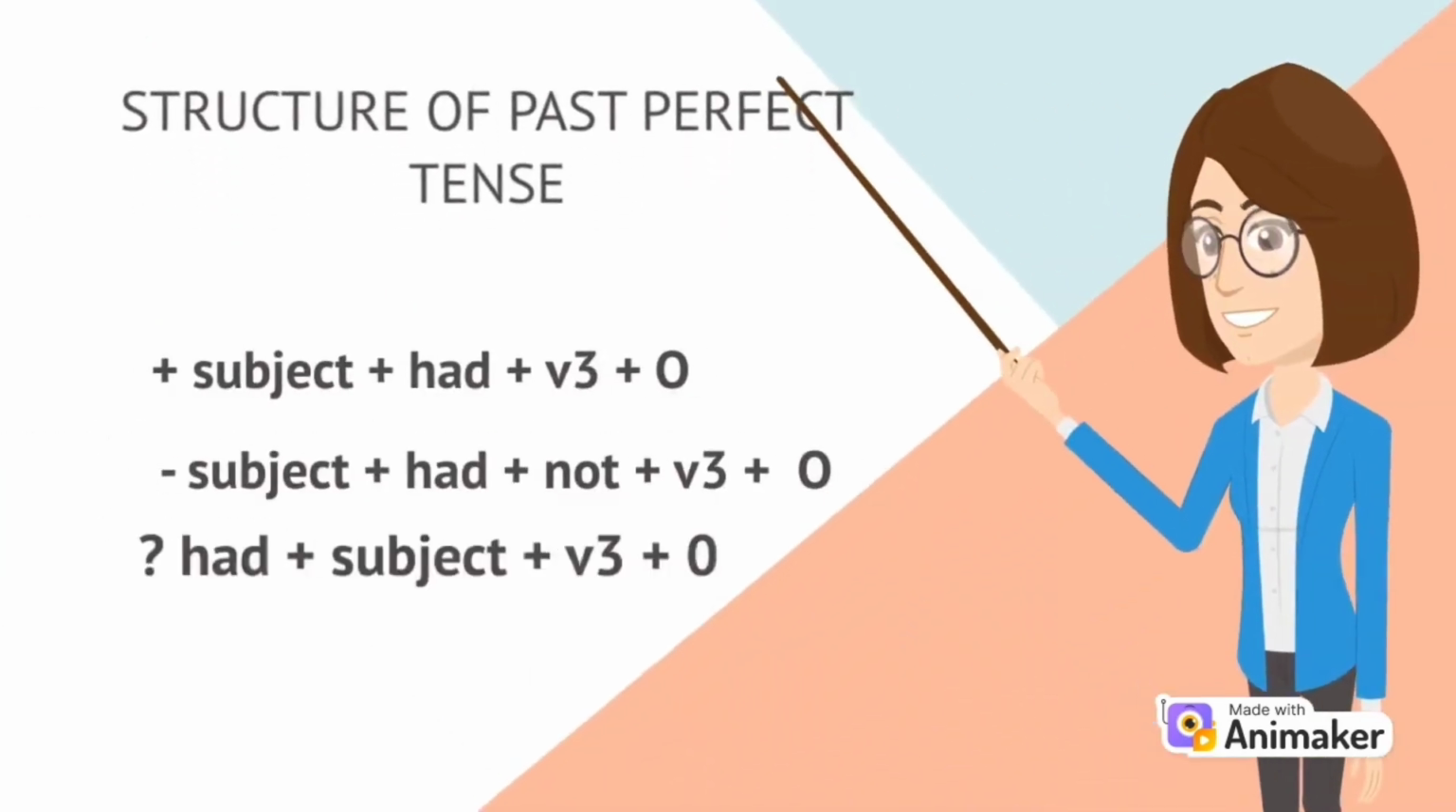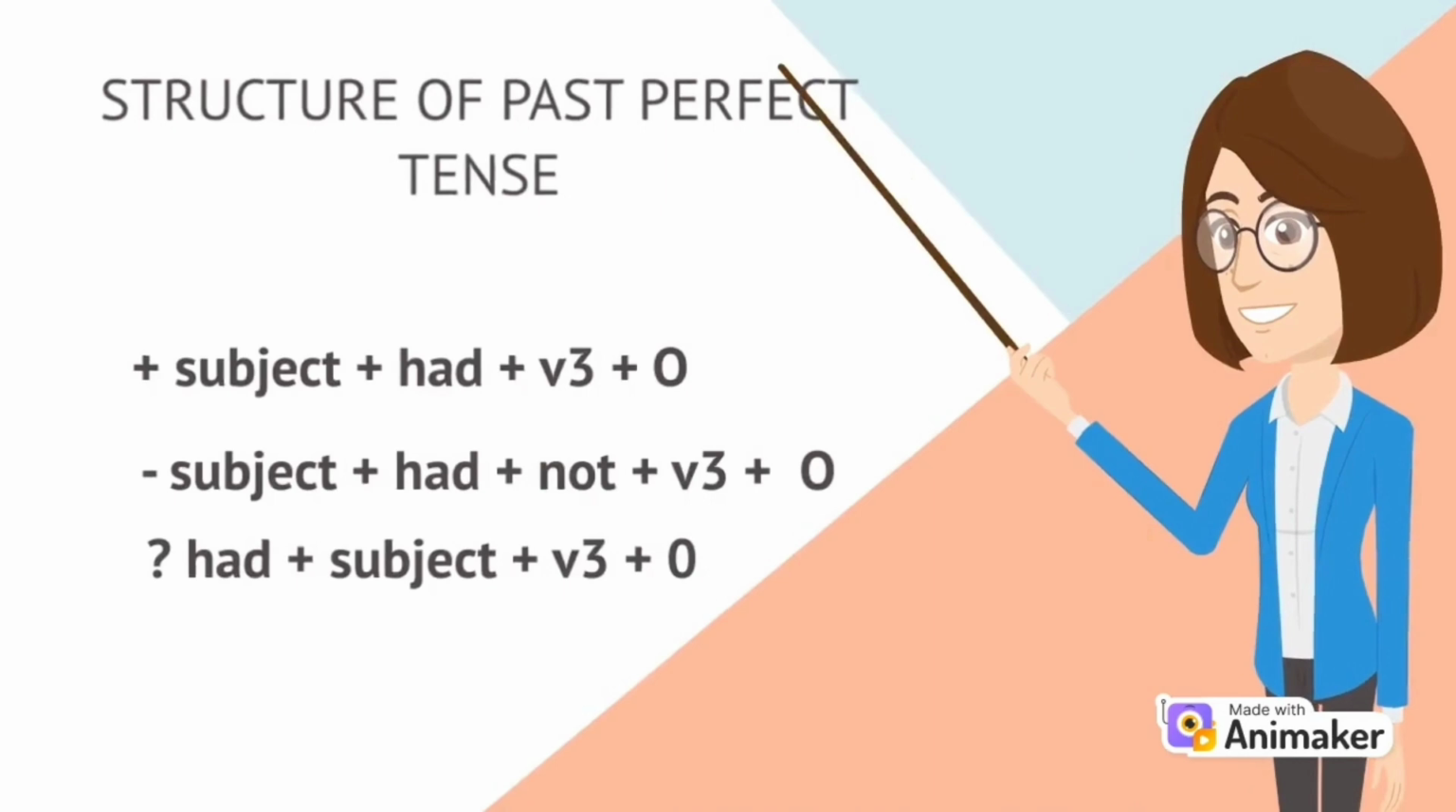Now, I want to explain about the structure of past perfect tense. For a positive sentence, we use the formula subject plus had plus verb three plus object. For a negative sentence, we use the formula subject plus had plus not plus verb three plus object. And the last, for an interrogative sentence, we use the formula had plus subject plus verb three plus object.